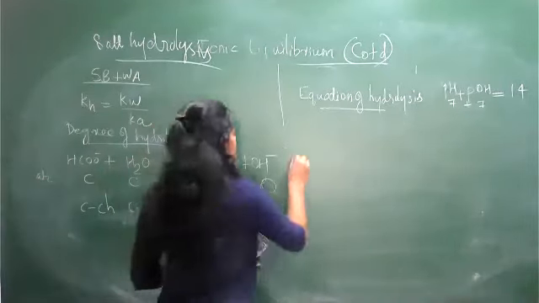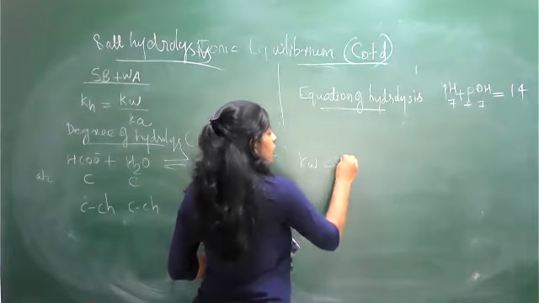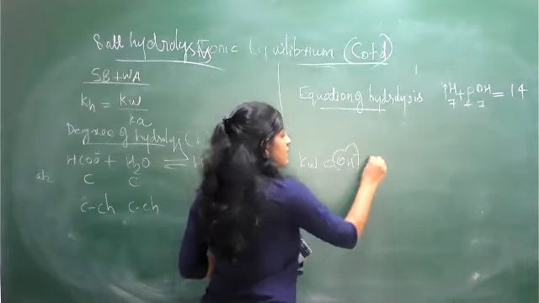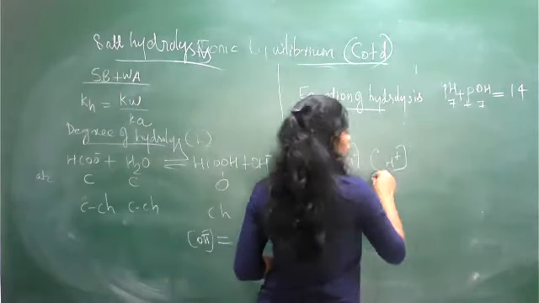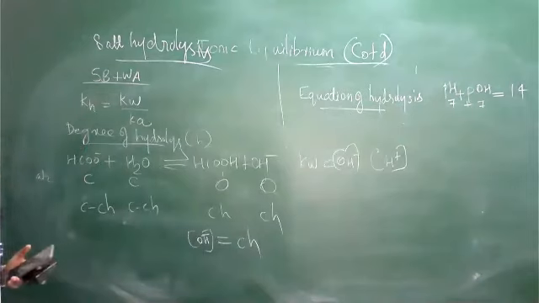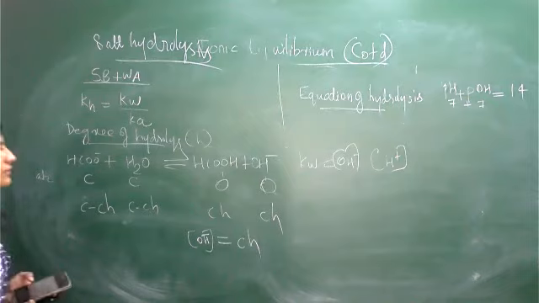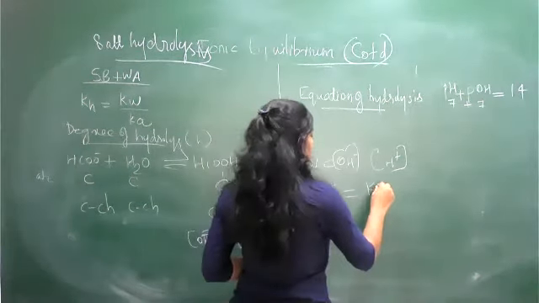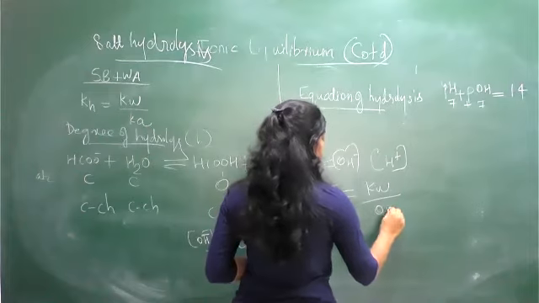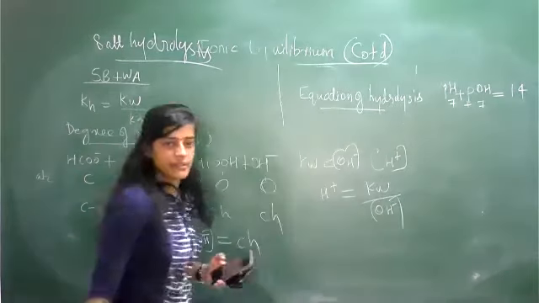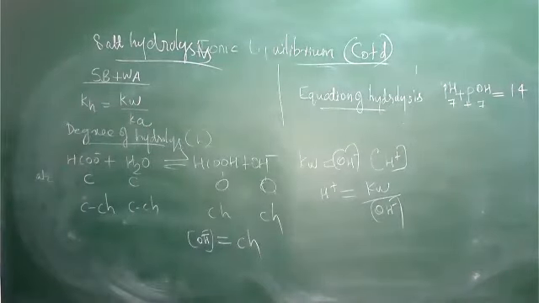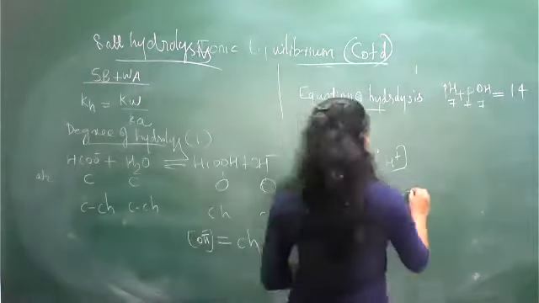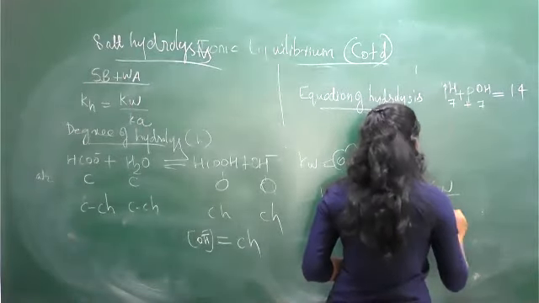Okay, students. Then Kw, the OH minus concentration times the H plus ion concentration. You already know the ionic product of water. So you will get the OH minus ion from this H plus ion. Tell me, Kw divided by H plus. So OH minus is equal to Kw divided by Ch.